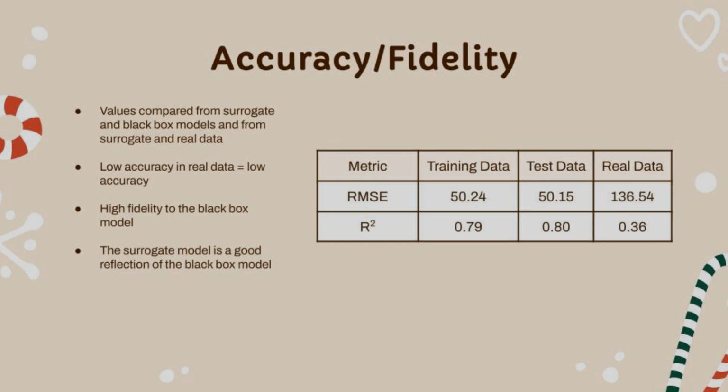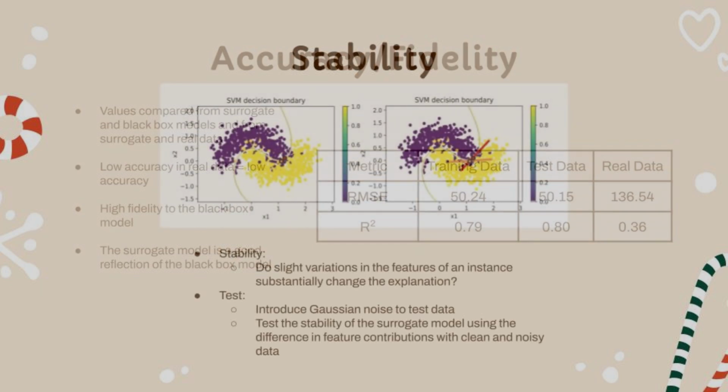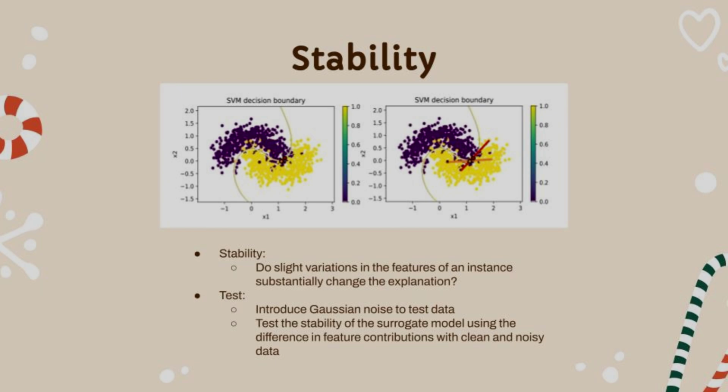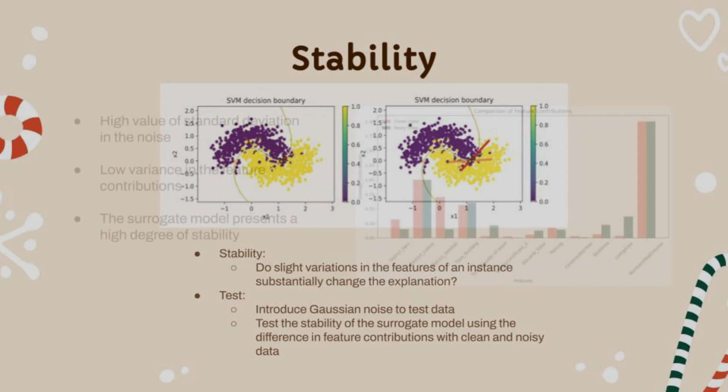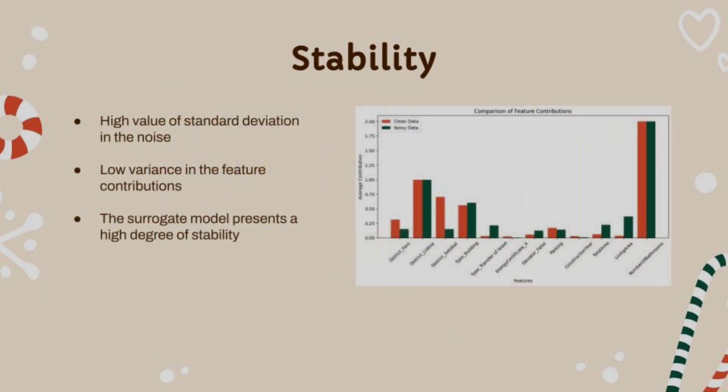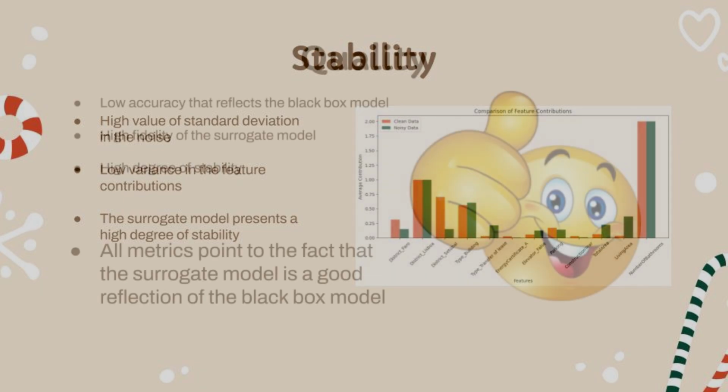The stability measures if slight variations in the features of an instance substantially change the explanation. We can calculate these values by introducing Gaussian noise to the test data and seeing the difference between the feature contributions of the explanation when predicting using the clean and noisy data. What we calculated was that it was necessary to introduce a high value of standard deviation in the noise in order to see significant differences in the feature contributions. This shows that the explanation is stable.